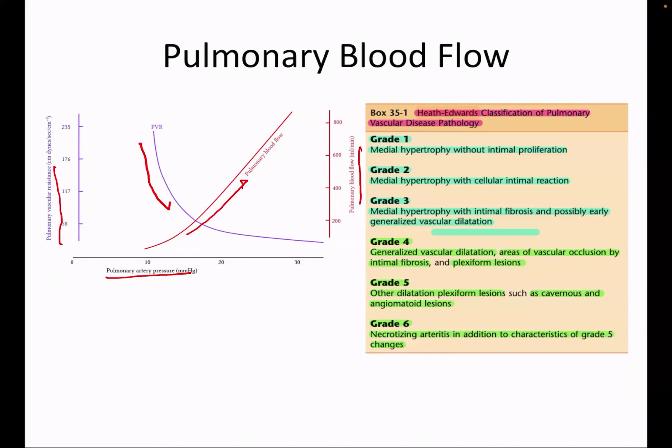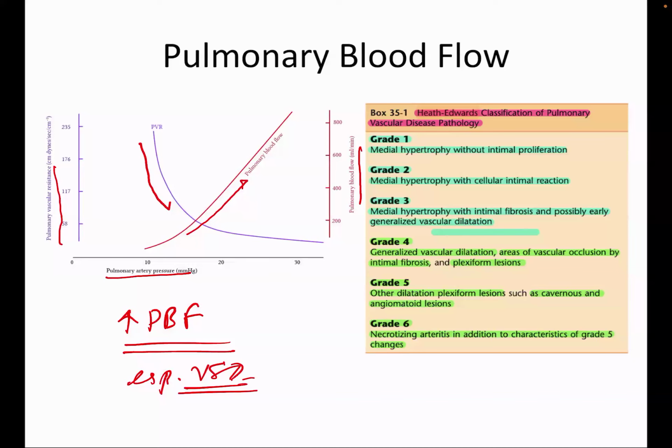So what happens if there is chronically increased pulmonary blood flow, especially in patients with VSD, or maybe other congenital disease which has increased pulmonary blood flow? There are certain changes in the pulmonary vascular bed. These changes have been described by the Heath-Edwards classification. This is a very important classification, and up to grade 3 the changes are reversible, and after grade 4 these are irreversible. So this is very important.